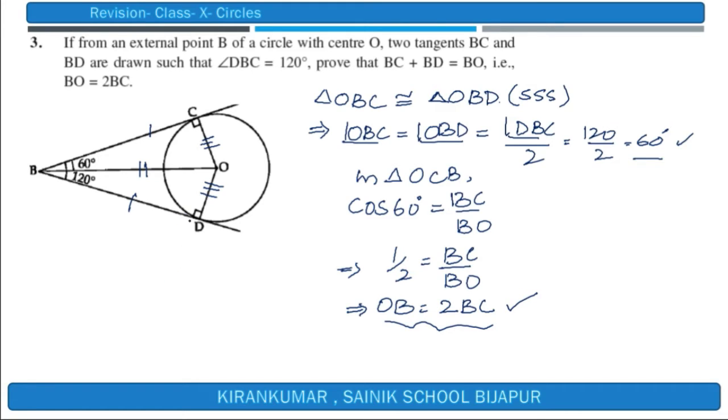Since BD and BC are equal, we can write OB as BC plus BC. Now instead of BC I can consider BD. So OB is equal to BC plus BD. So both the things are done.